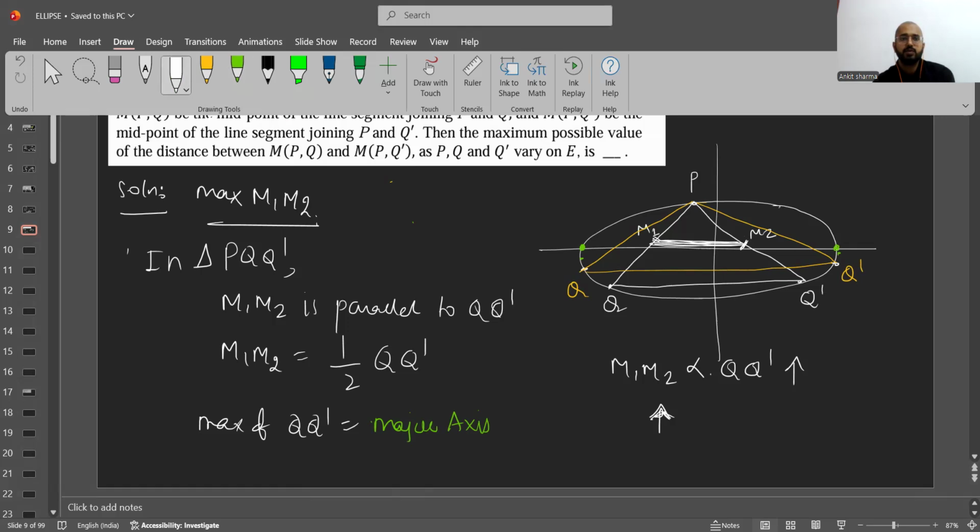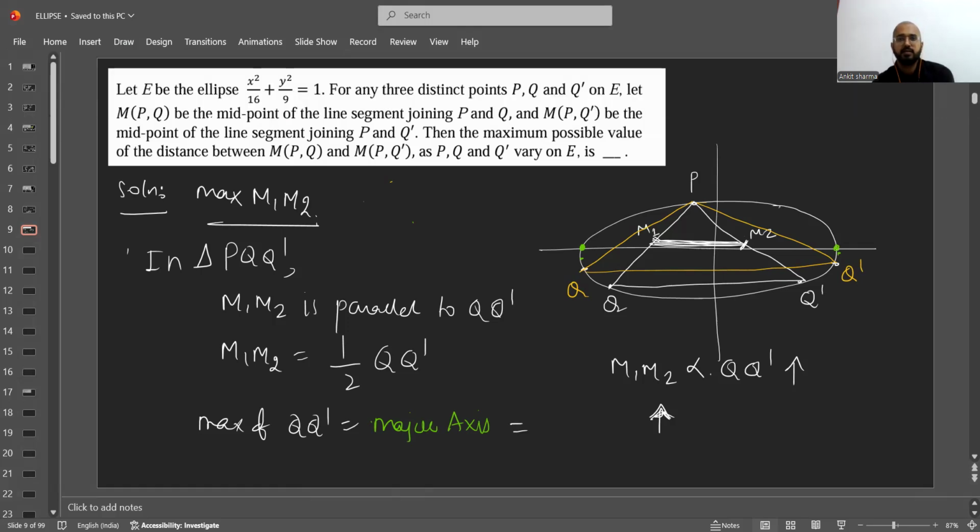So what is the major axis here? This point is 4 comma 0, and this is minus 4 comma 0, so the major axis is 8. Therefore, the maximum of M1 M2 is going to be half of Q Q dash, which is half of 8. So this is going to be 4. The correct answer would be 4.